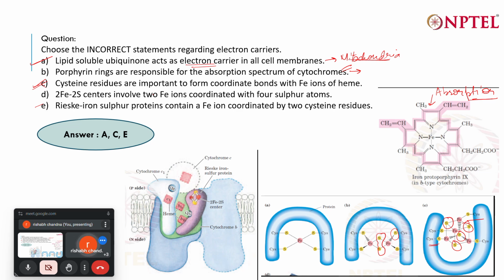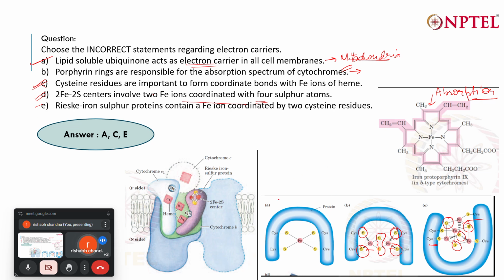Yes, this is correct. So, for example, here, 2Fe2S. Okay, so here 2Fe is actually being coordinated with 4 sulfur atoms. No, actually it would be 2 sulfur atoms. So this statement is also incorrect.